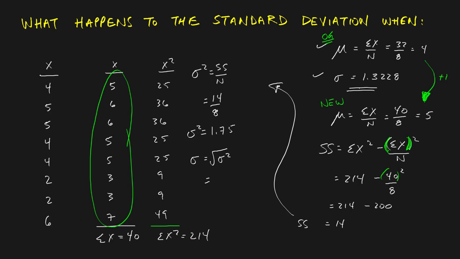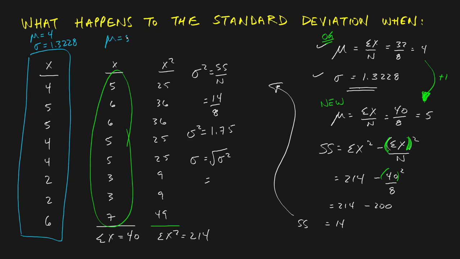I mean the same variance as when I had my original set of data. So when we worked with this data the last time, the mean was equal to 4, the standard deviation was equal to 1.3228. Now, when I'm dealing with this set of data, the mean has changed. It went up by 1, but it appears that the standard deviation will not change.